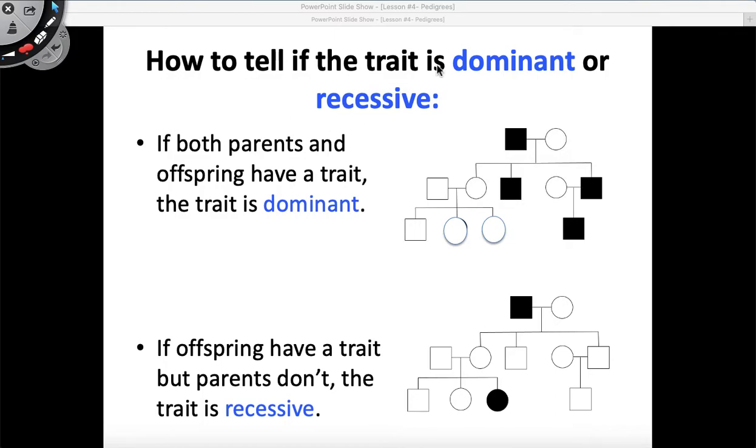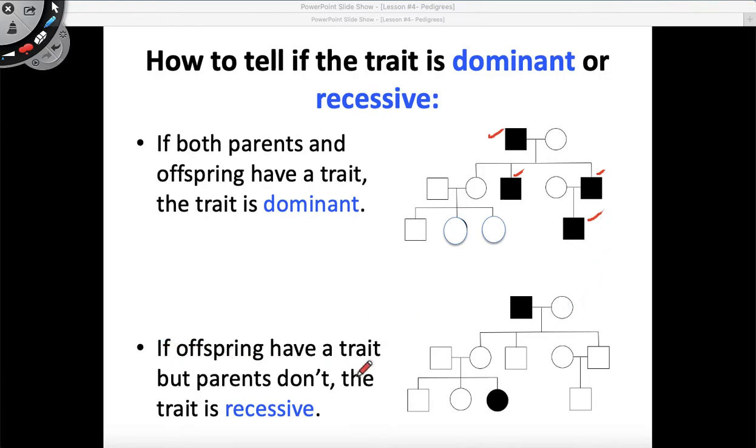How to tell if the trait is dominant or recessive? If both parents and offspring have a trait, the trait is dominant. So here we see one parent having the condition, and then we see the kids having the condition, and then we see some kids, this kid right here, also having the condition. So we see both parents and offspring having a trait. So the trait is dominant.